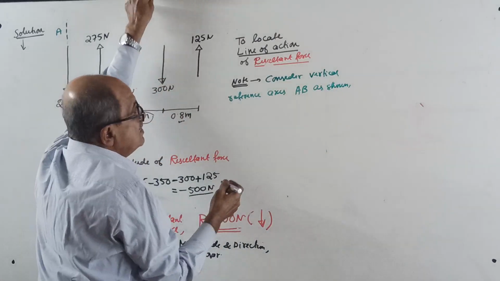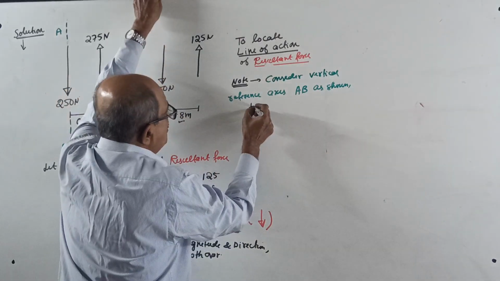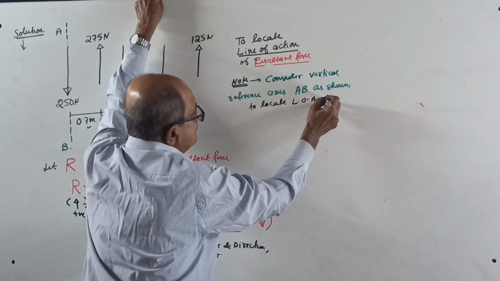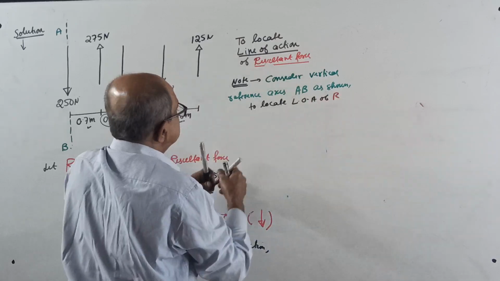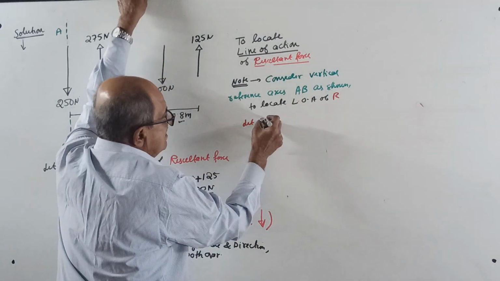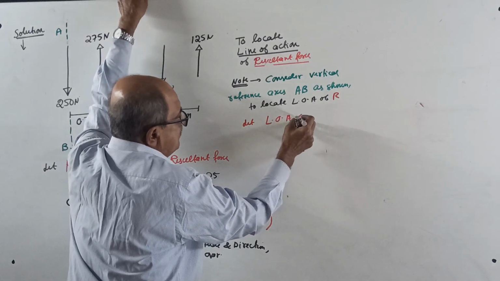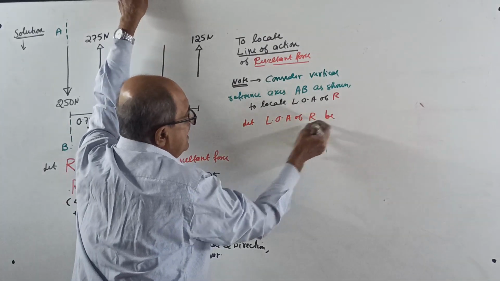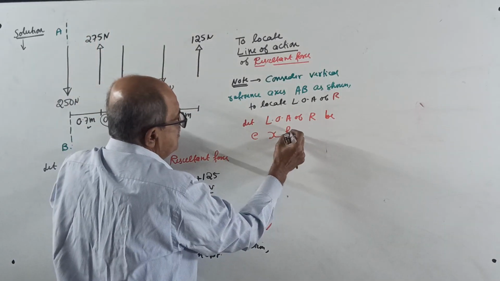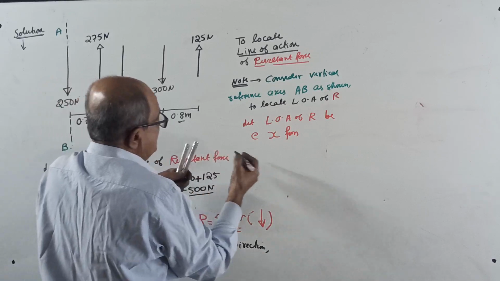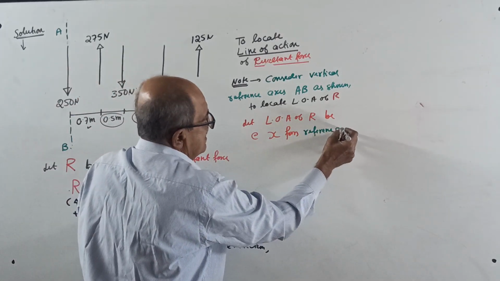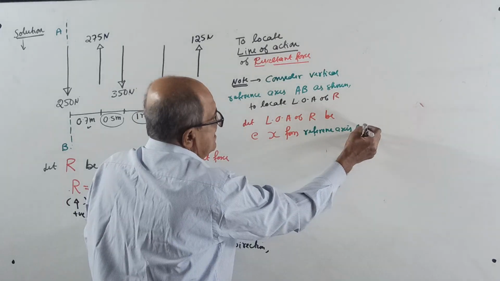This is as shown to locate the line of action of resultant force R. Okay. Next, let the line of action of resultant R be at a distance of x from reference axis AB, as shown.